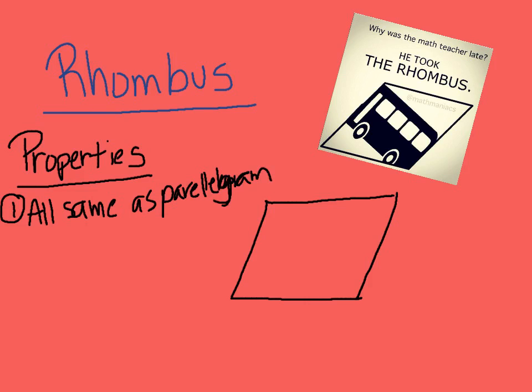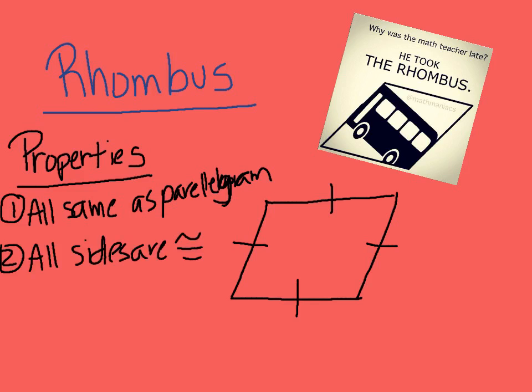So the only difference here between a rhombus and a parallelogram, the biggest difference, is that a rhombus is a perfect parallelogram. And when I mean perfect, I mean that all the sides are equal on the outside, not just the opposites, all of them. So that's what sets it apart from a parallelogram. All sides are congruent.